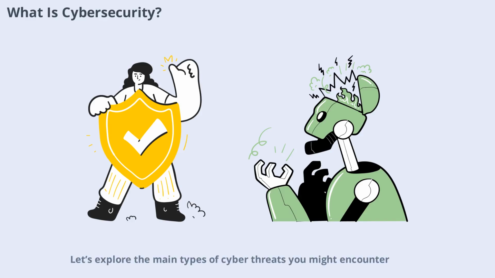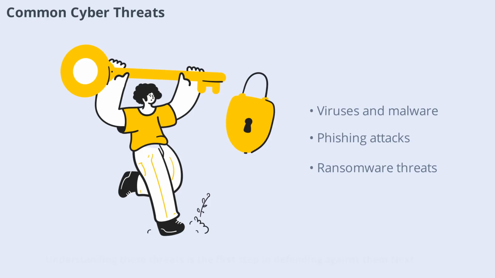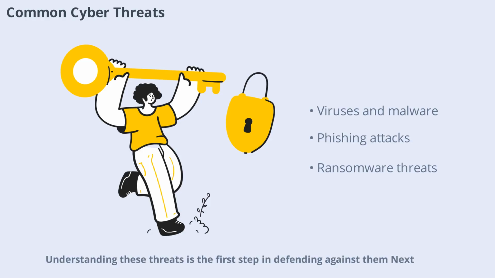Let's explore the main types of cyber threats you might encounter. Cyber threats come in many forms. Viruses and malware can infect your devices, stealing or damaging data. Phishing attacks trick users into revealing sensitive information, while ransomware locks your files until you pay a ransom. Hackers may try to gain unauthorized access to networks for various reasons. Understanding these threats is the first step in defending against them.